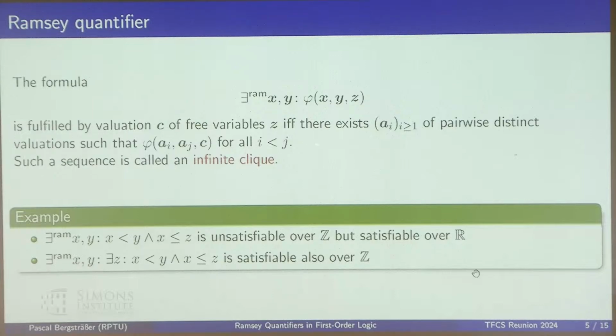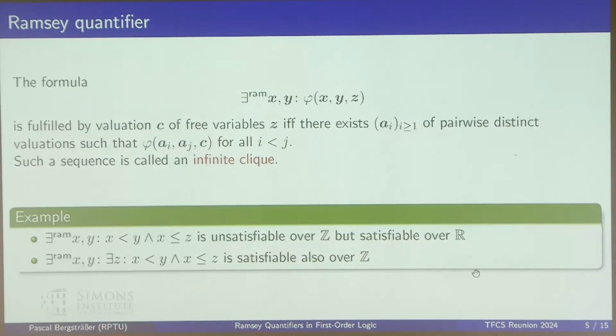Such that for every i smaller j, we have that phi(a_i, a_j, c) holds. So what does this mean? We pick some valuation for the set. Then this formula essentially becomes a binary relation of vectors. So this can be seen as an infinite graph. And now we want to check if this infinite graph has an infinite clique. In this case, a directed clique, because we want that i is smaller than j.